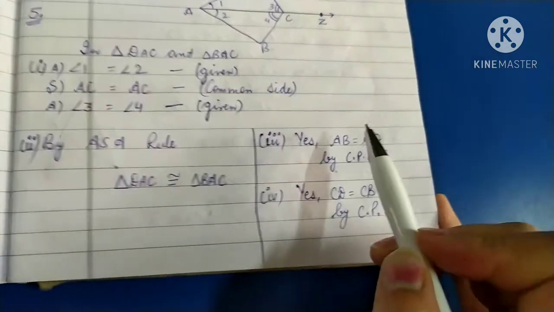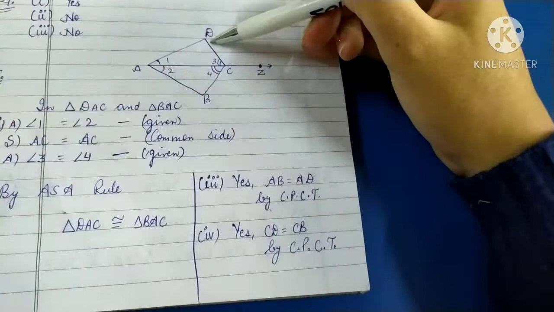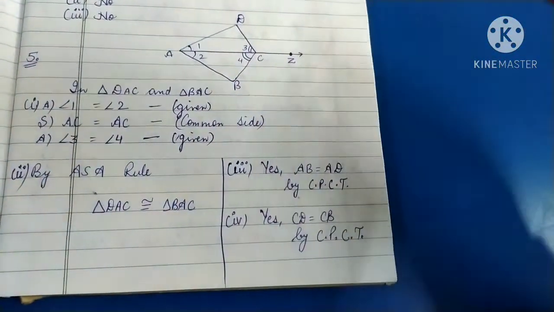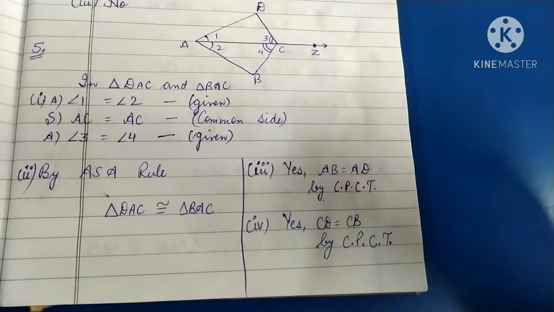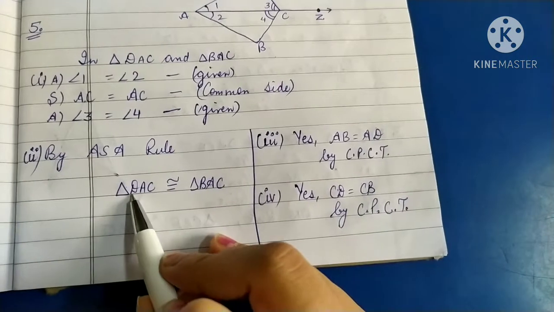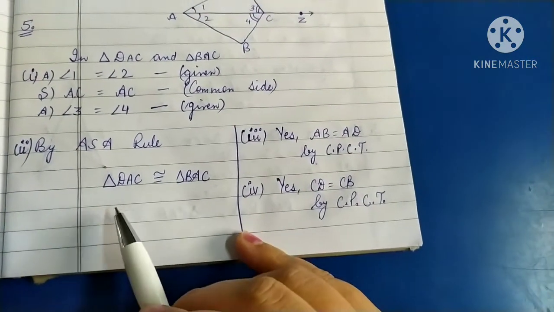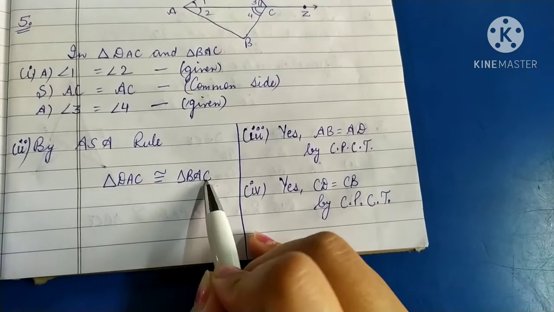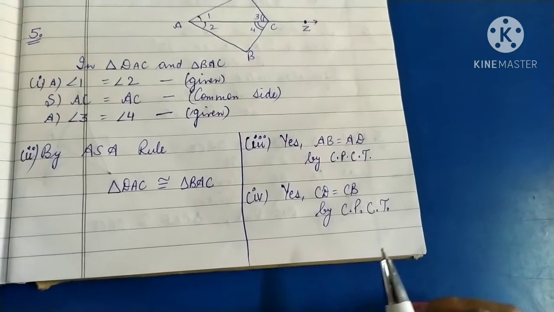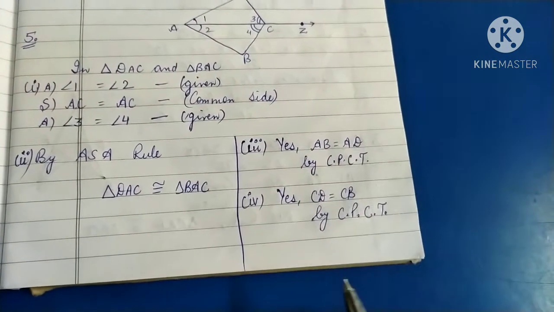Now second, they are asking whether side AB is equal to AD and whether CD is equal to CB. When you prove the triangles congruent, their corresponding parts become equal, that you have done in 7.1. Corresponding from here, you can see DA, BA. So it's AB, AD, yes. And then CD and CB are at the same positions. So CD, CB. It means they are congruent, they are equal by corresponding parts. We can write it in short form as CPCT.